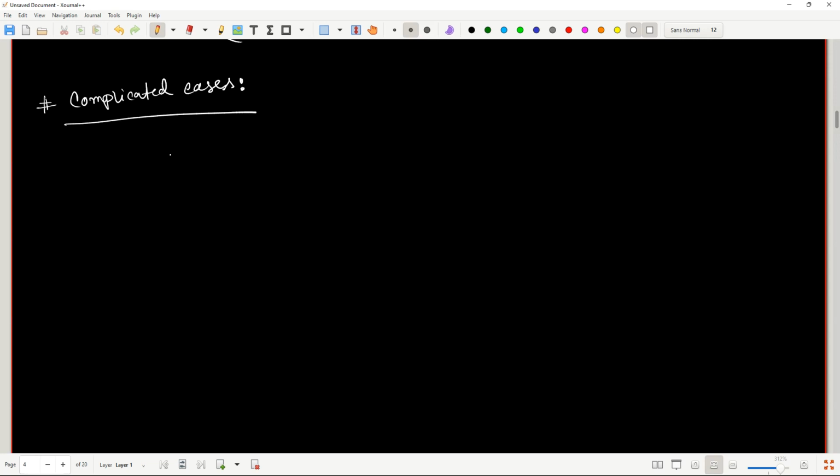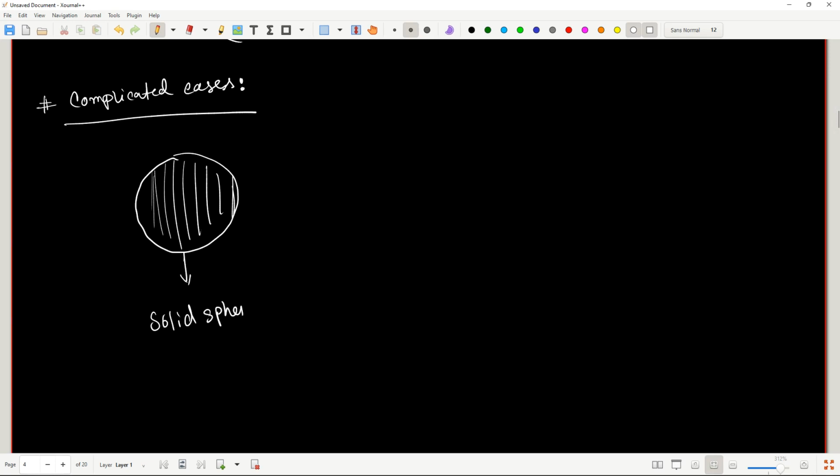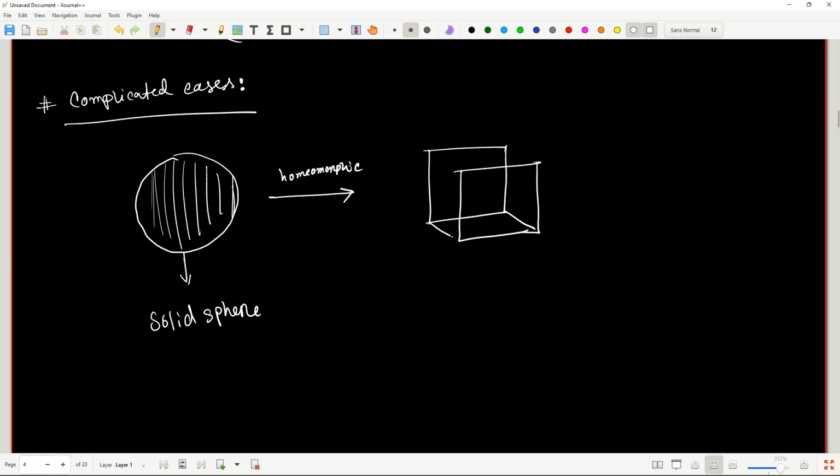So let's now consider a solid sphere. So this is a solid sphere. And we know that this is homeomorphic to a cube. That means a solid cube, not a hollow one. Okay, so this is a solid cube. We want to ask what is the Euler characteristic of this solid sphere.